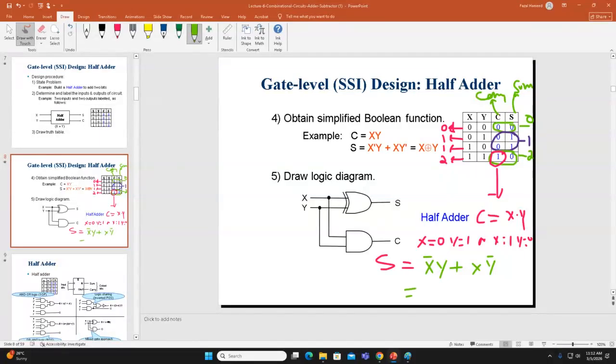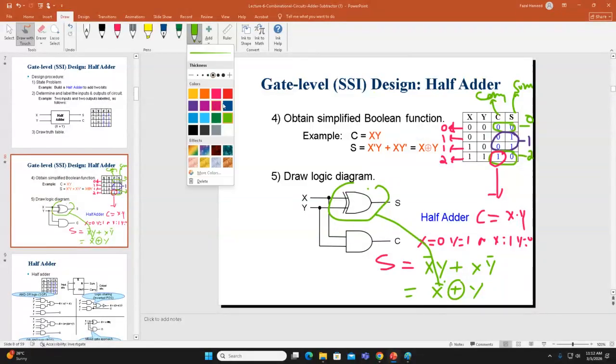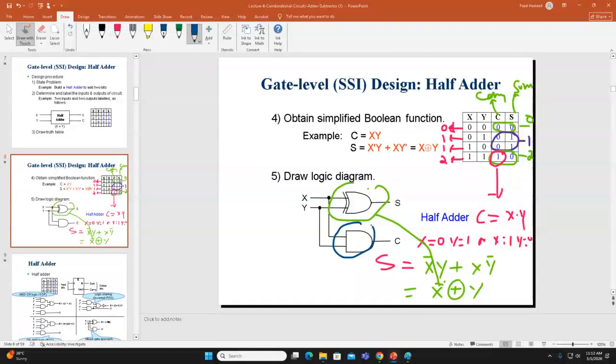Which gate is this? XOR. This is an exclusive OR gate. So we got the expression for S, which is X exclusive OR Y. And this is an AND gate, and this AND gate is the expression X dot Y. Any question? Should we proceed?